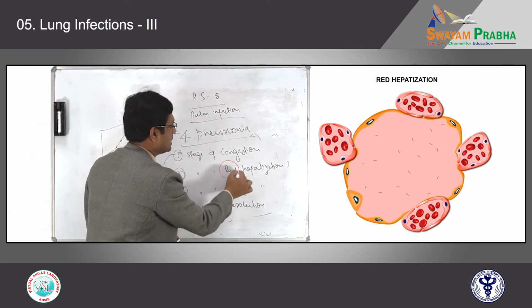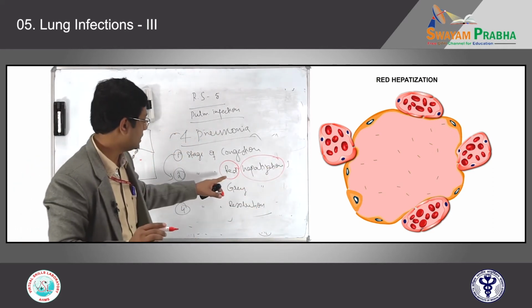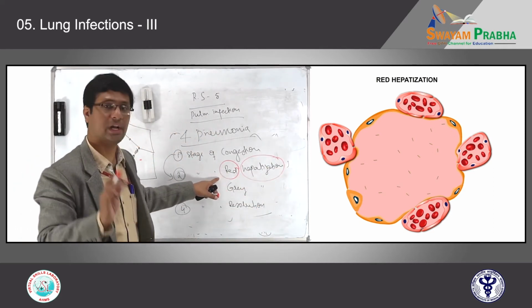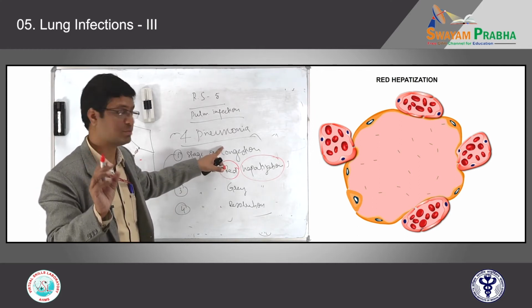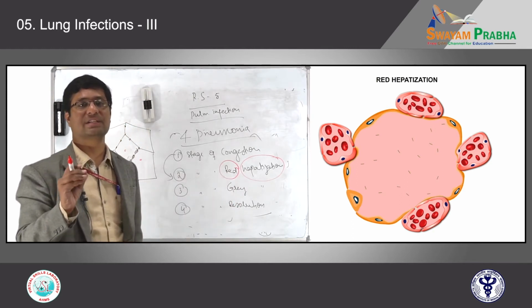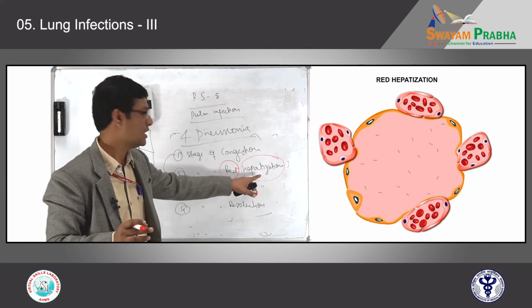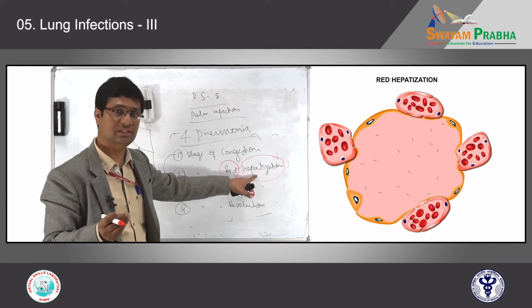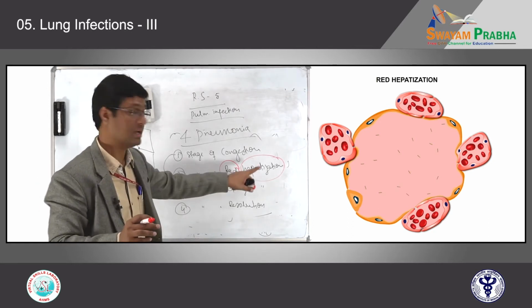Important word is red, and it is hepatization. On gross, even the lung at this stage looks red in color, but here it is smooth or soft or spongy in consistency, but in second stage it takes the consistency of the liver. Okay, that's why we call it as hepatization. So why does it take the consistency of the liver? What exactly happens? Let's see in the microscopy.